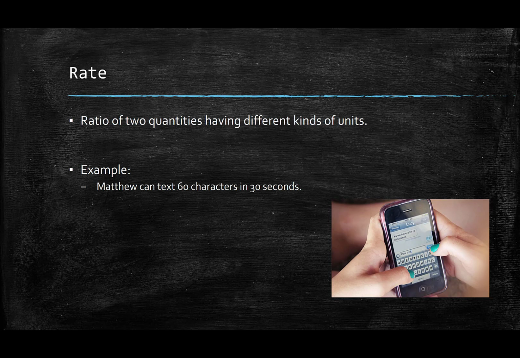Matthew can text 60 characters in 30 seconds. From our previous lessons, we should be able to see that the ratio here is 60 characters in 30 seconds. And again, from our previous lesson, we learned that a ratio can be written as a fraction, as shown here.